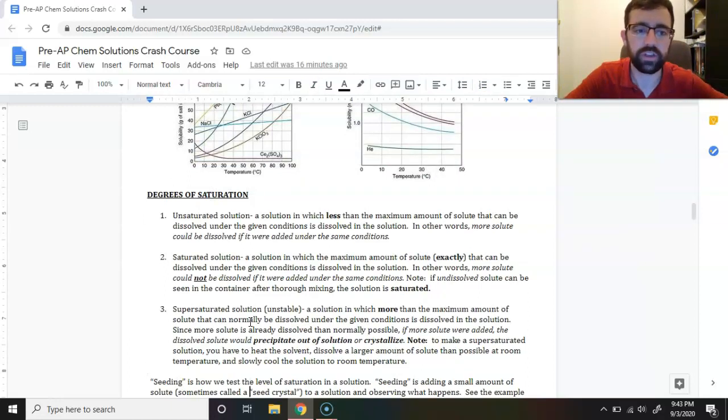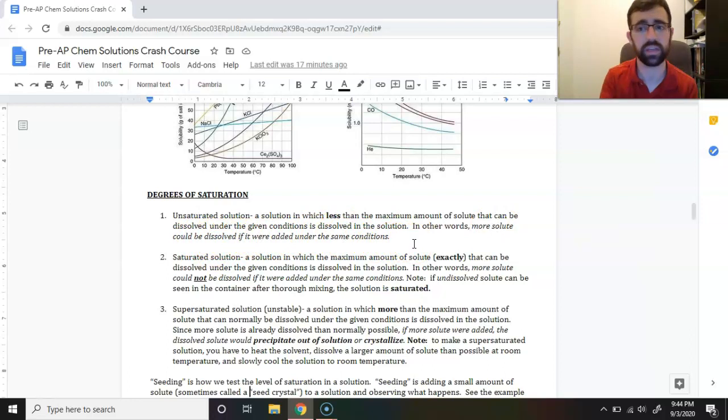We have 3 different degrees of saturation. We've got unsaturated solutions, saturated solutions, and supersaturated solutions. An unsaturated solution is a solution in which less than the maximum amount of solute that can be dissolved under the given conditions is dissolved in the solution. So what that means is I've got less solute dissolved in the solution than what is possible. It's possible to dissolve more than what I already have. In other words, more solute could be dissolved if it were added under the same conditions.